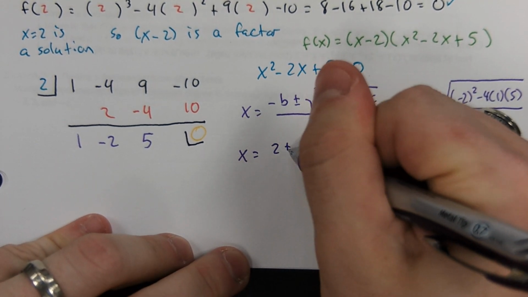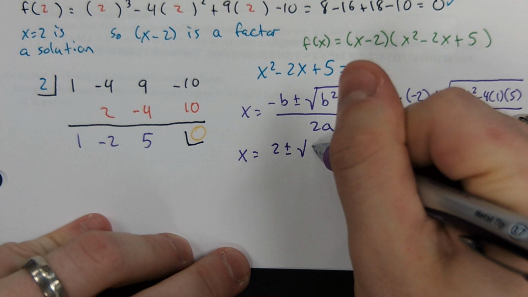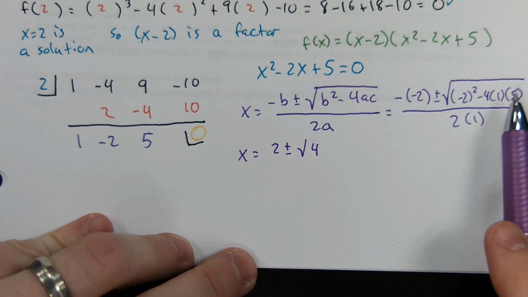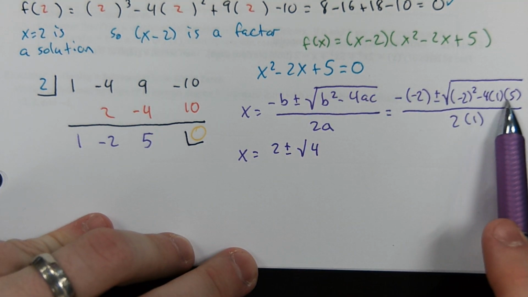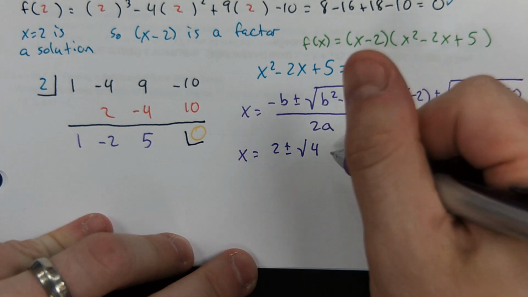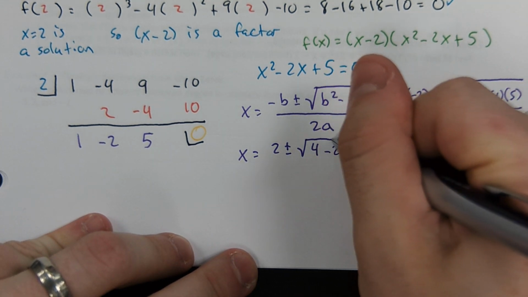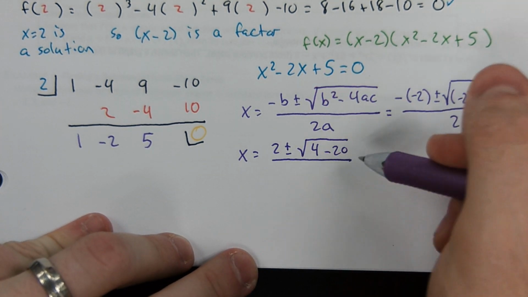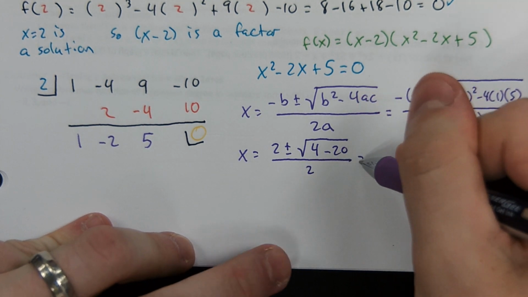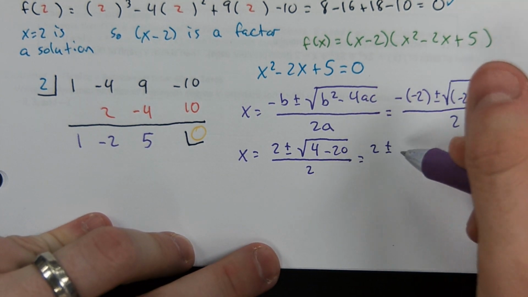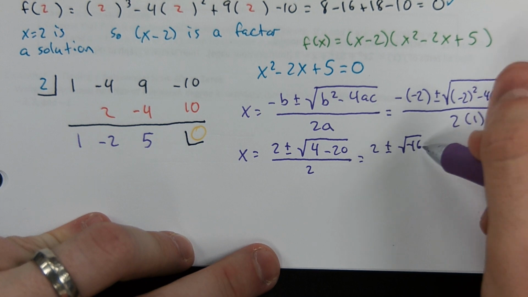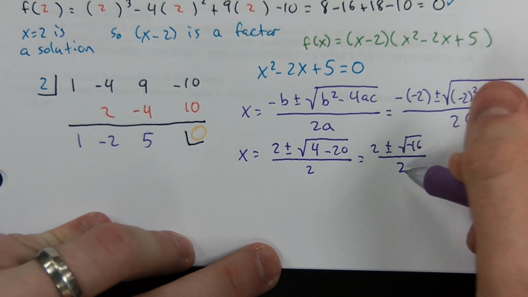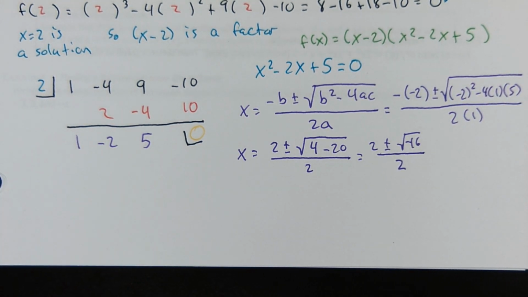-2 is +2. And -4 squared is 4. But here, -4 times 1 times 5 is -20. Those guys are entertained, aren't they? So we have 2 plus or minus the square root of -16. There we go. We have a square root of -16 in here. That means my other two solutions are complex.